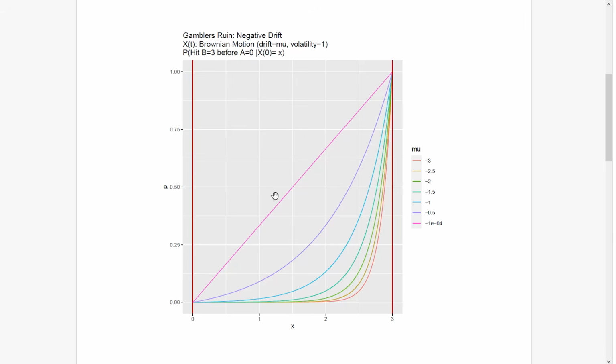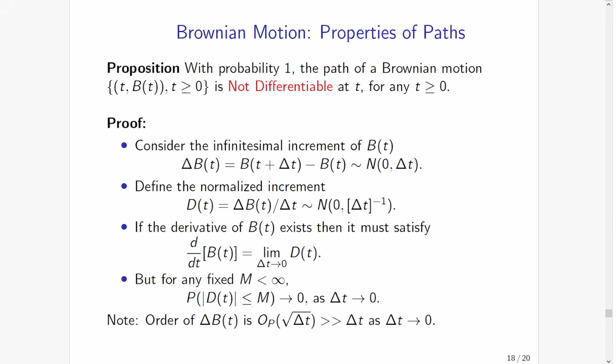So the likelihood of hitting B first is proportional, when the drift term is 0, basically to how close you are to B. But as we increase the magnitude of the negative drift, we get lower and lower probabilities coming out. So that's that solution.